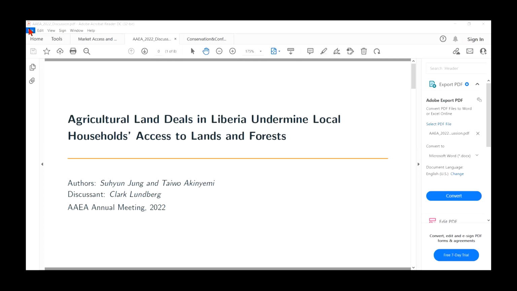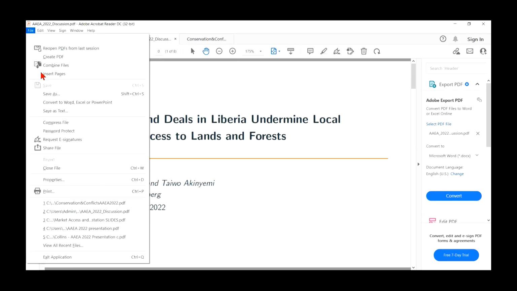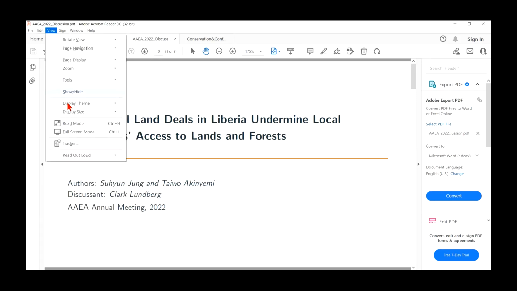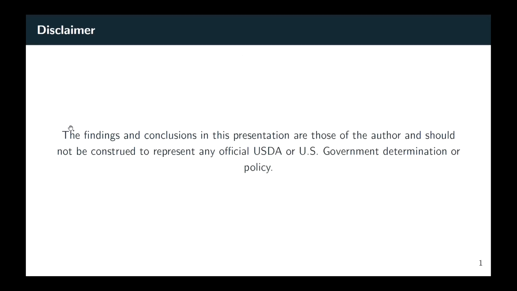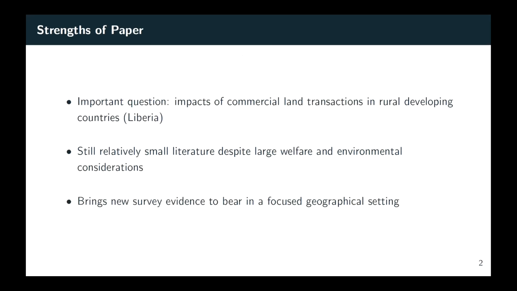Okay, I have just some comments on this really interesting paper. Same disclaimer: this is not the federal government critiquing or commenting on this paper. So rather than summarize, we just heard the paper, so I'm just going to jump right in.